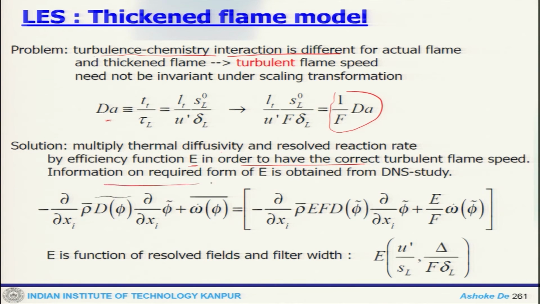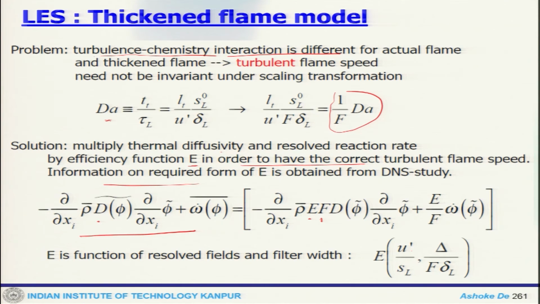This E is obtained from the DNS study. So now the equation would be like that. This is our diffusion and reaction term on the right hand side, which is now modified with a factor E, then thickening by F, and the reaction term is multiplied by E by F. This E, the efficiency function, is a strong function of parameters like U prime, SL, delta F, delta L.